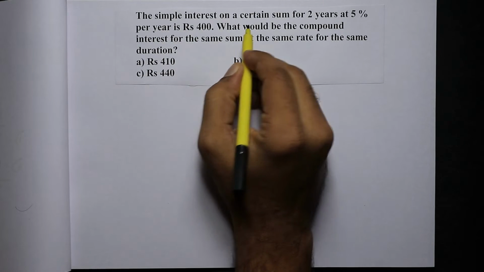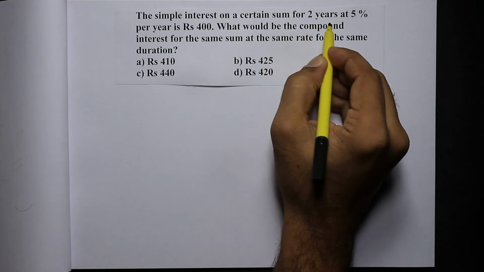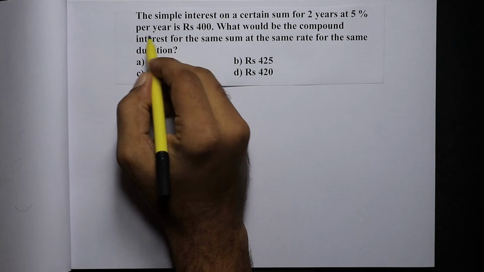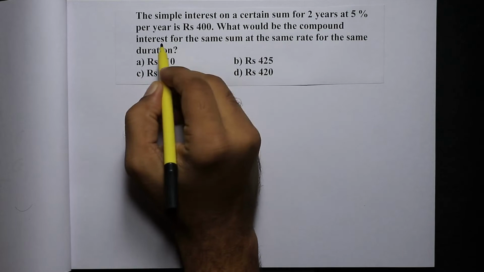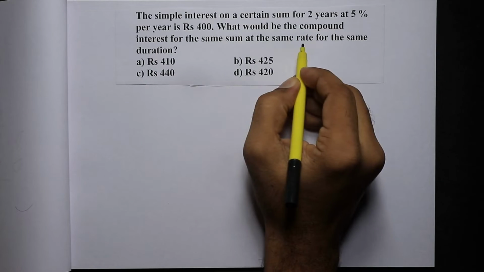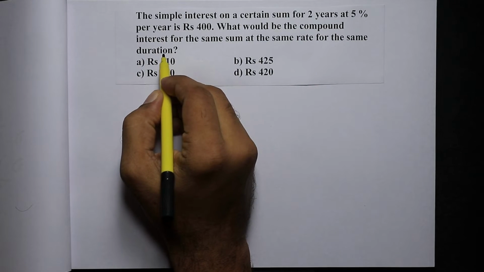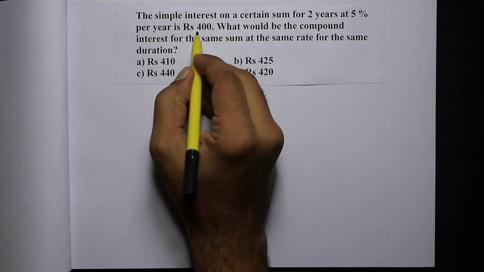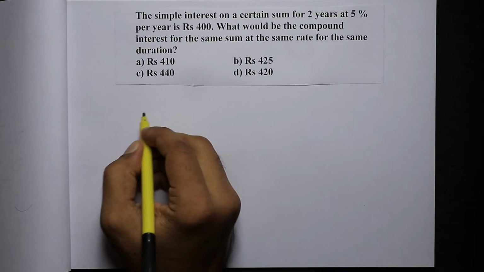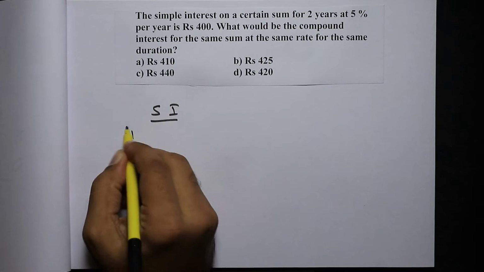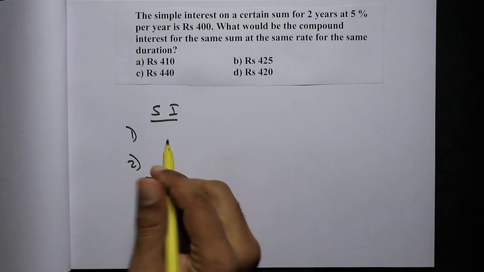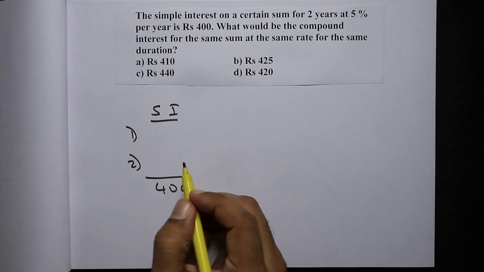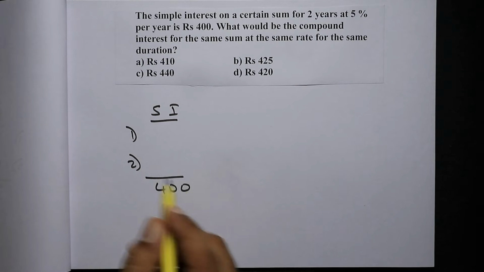The simple interest on a certain sum for 2 years at 5% per year is rupees 400. What would be the compound interest for the same sum at the same rate for the same duration? Now simple interest for 2 years is rupees 400. So I'll just mark it here. Simple interest for 2 years is 400. Simple interest that you get every year, it is always constant. For 2 years it is 400.